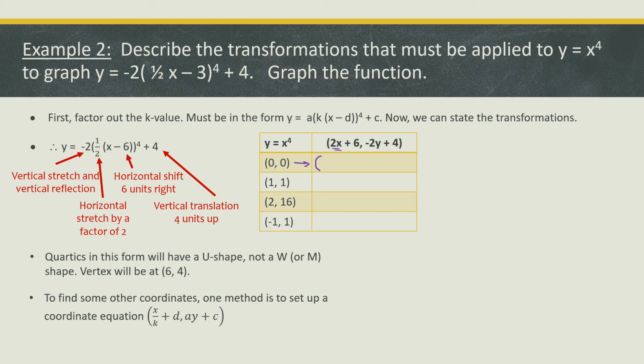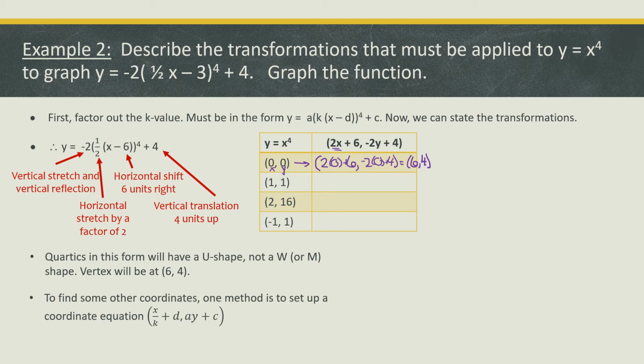Now here's my x. 2 times x is 0. Let me write it out. 2 times 0 is my first step. Then I will add 6. That'll be my new x value. My new y value will be negative 2 times 0, and then I will add 4 to that. So this coordinate is really going to be 6, 4, which is the vertex.